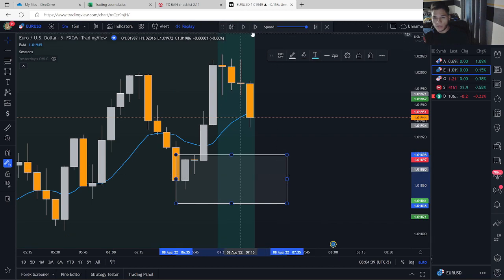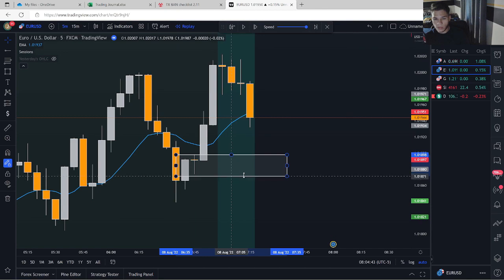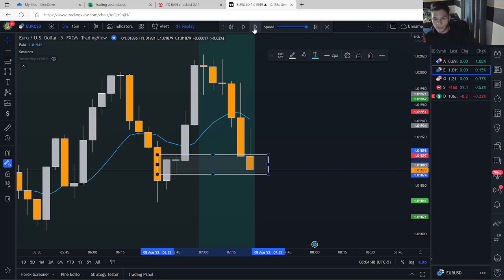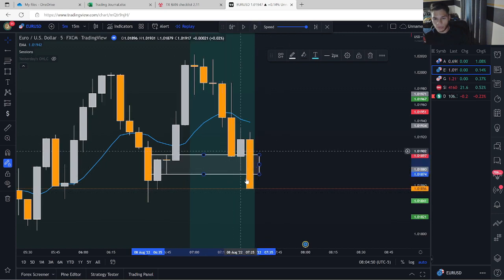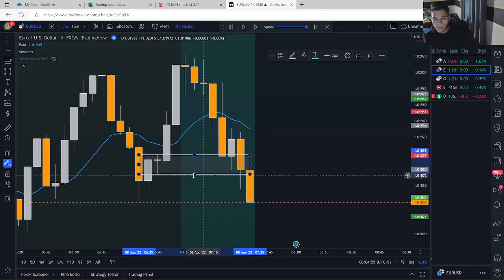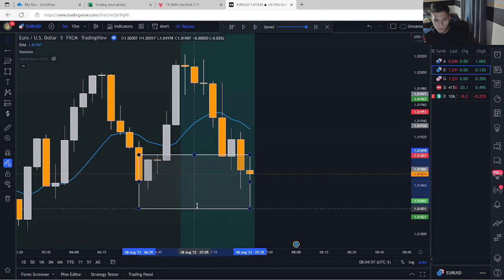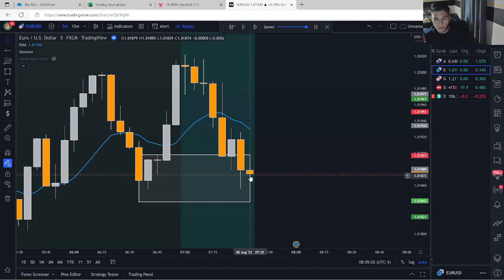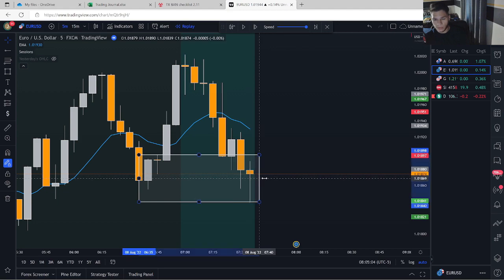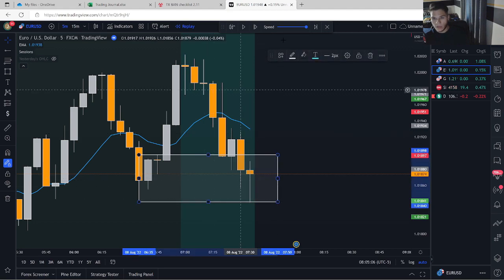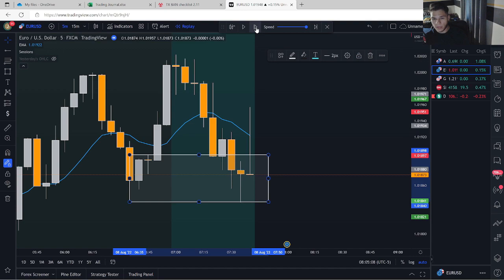If I would have just dragged it to the demand box, then the trade would have been considered invalid because it broke through the box. So I would have never even considered taking a trade right there. But since I dragged it to the low of this box, or the low of that candle, then the trade was definitely considered valid after that. And yeah, I went for a 1 to 2.